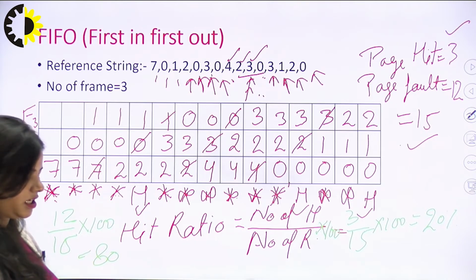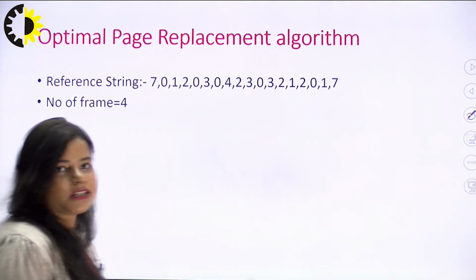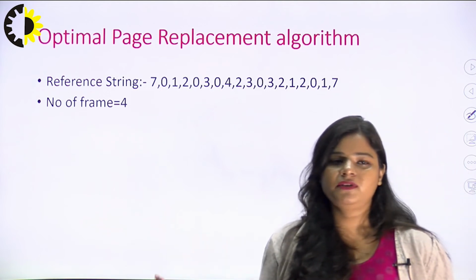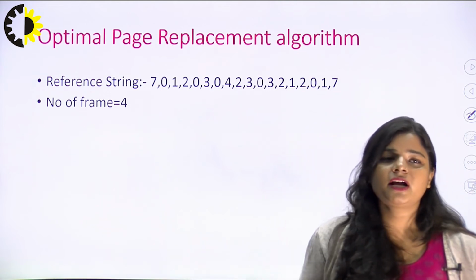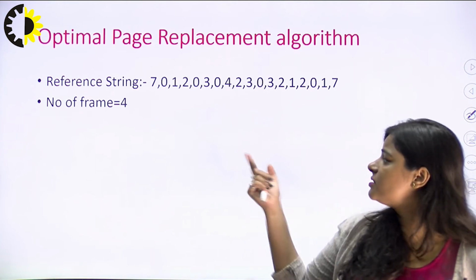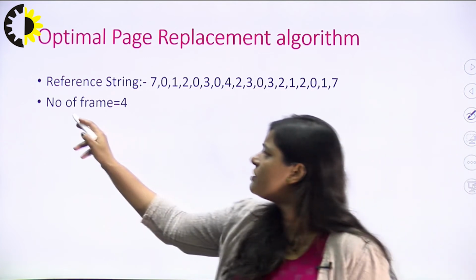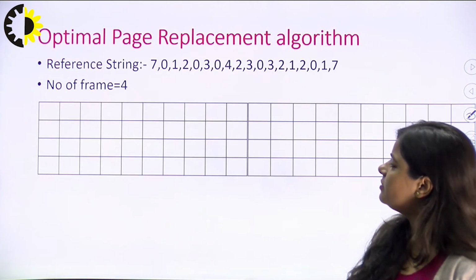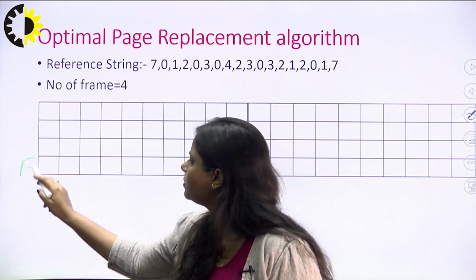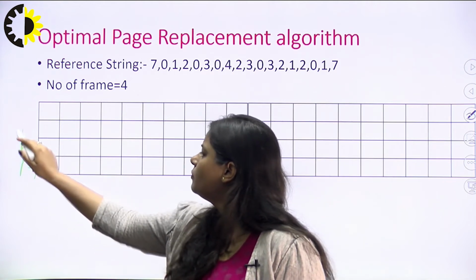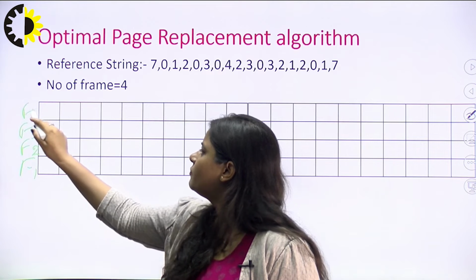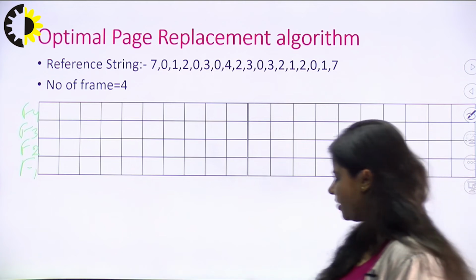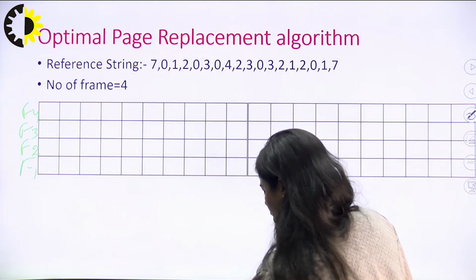Let's continue with the second one, which is optimal page replacement. We have learned about the theory in our previous section. Now I am going to show an example with this reference string. Here the condition is that the number of frames is 4. Frame 1, frame 2, frame 3, frame 4. We have 4 frames and we have some string. Let's start with optimal page replacement.